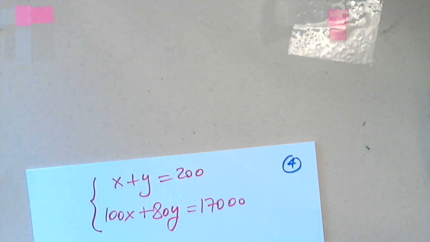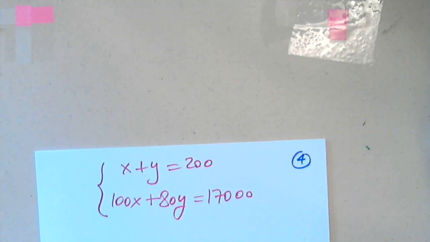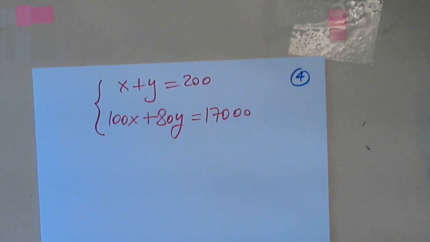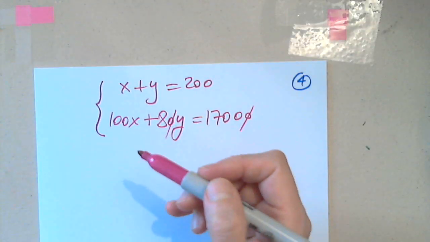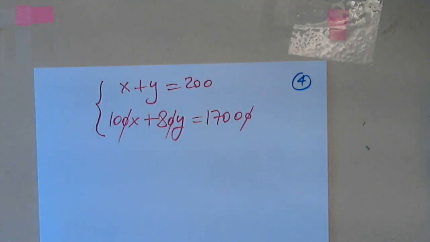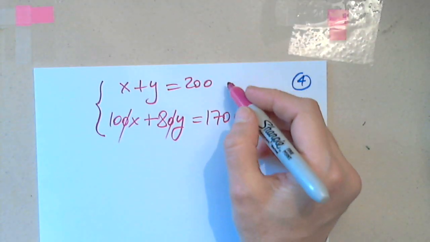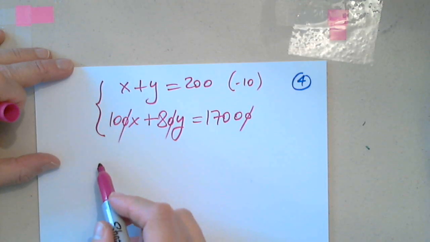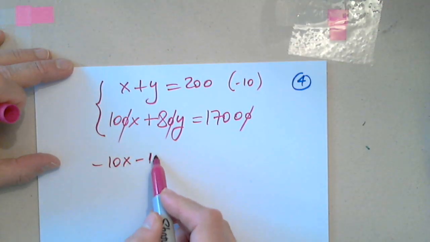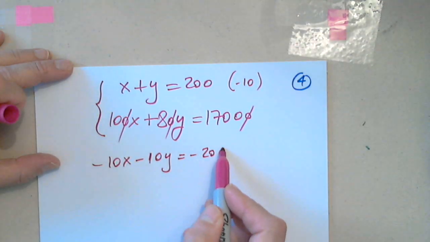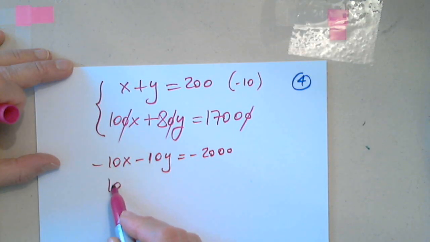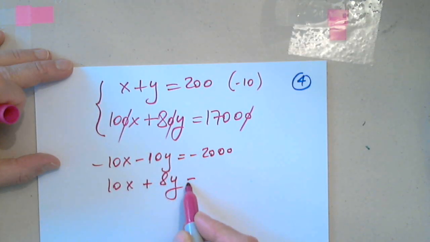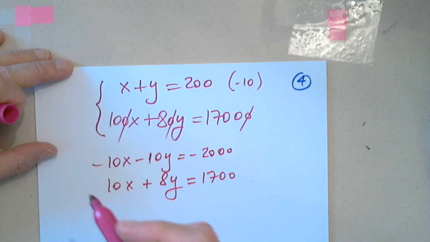Now let's solve the system. You can use substitution or elimination, it doesn't matter. What I would like to do is definitely divide both sides by 10. And personally, I would multiply the first one by negative 10 to eliminate x. Negative 10x minus 10y equals negative 2,000. 10x plus 8y equals 1,700.